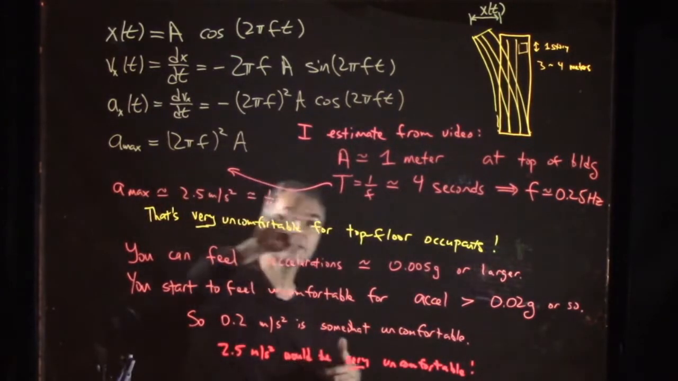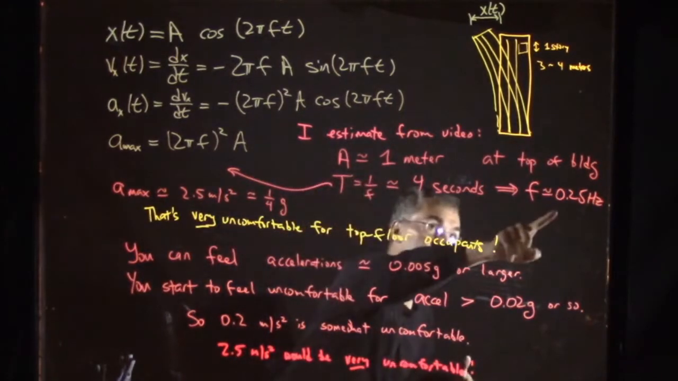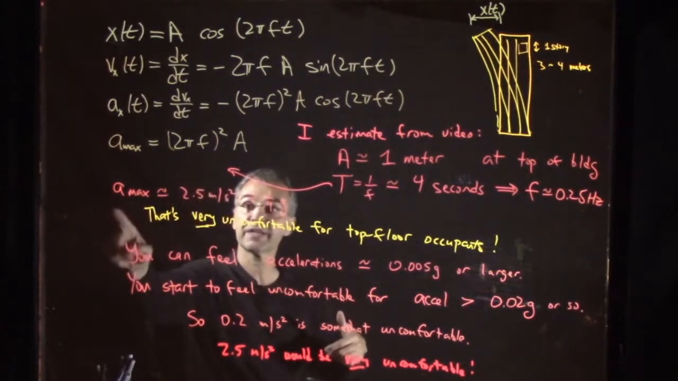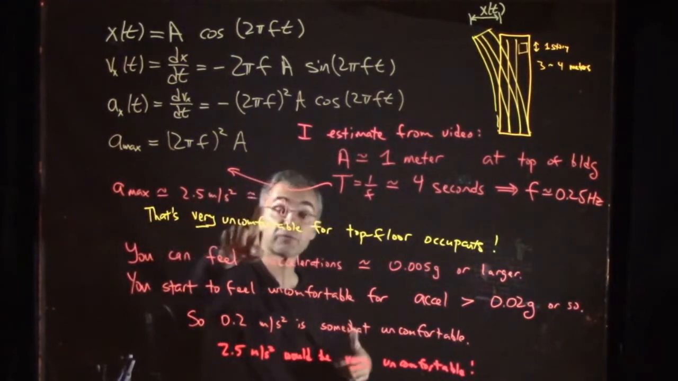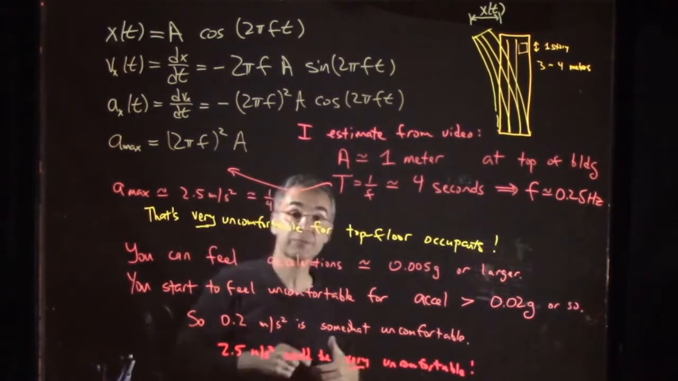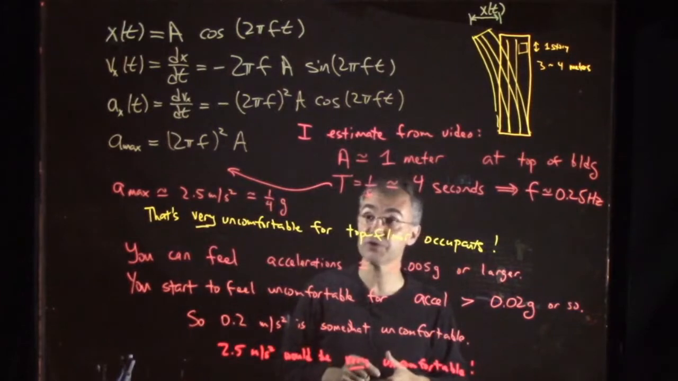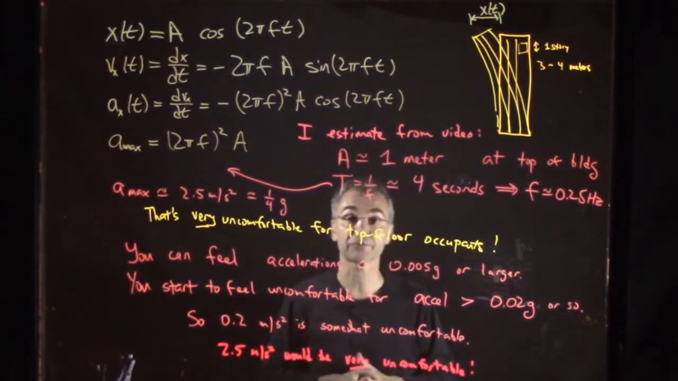So I plug in a meter as my estimate for the amplitude and 1/4 of a hertz for my estimate for the frequency. I put the numbers in and I get a maximum acceleration of about 2.5 meters per second squared, which is about 1/4 of a g, right? A g is 9.8 meters per second squared. That's amazing, actually. That's a huge acceleration. That would be very uncomfortable for the occupants of the top floor of this building.